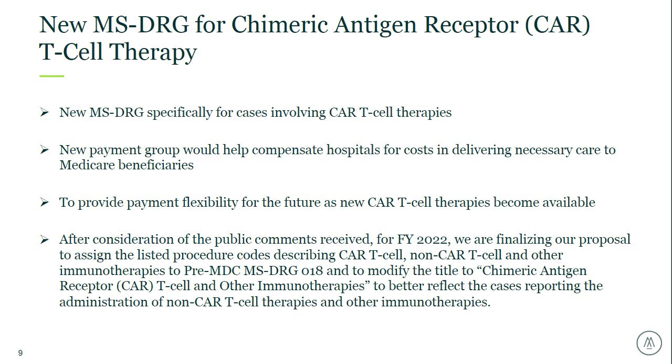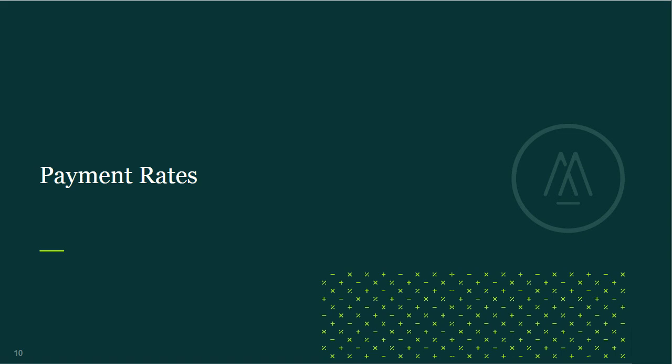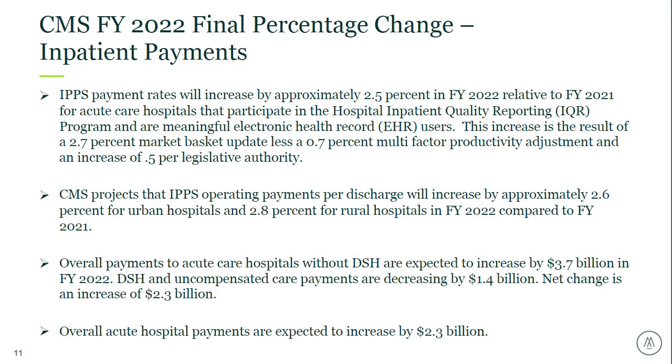So from there, we're going to move into payment rates. IPPS payment rates are expected to increase 2.5% on average for acute care hospitals that participate in both the hospital IQR program and are meaningful EHR users. So this breaks down to a 2.7% market basket adjustment upward, and then there's a negative multi-factor productivity adjustment, and then finally, there's a 0.5% legislative add-back adjustment.